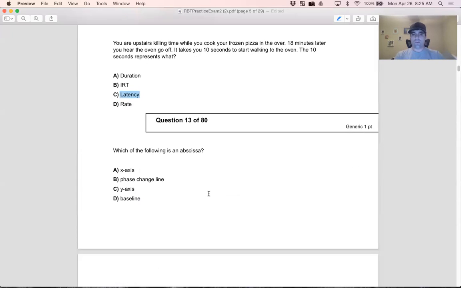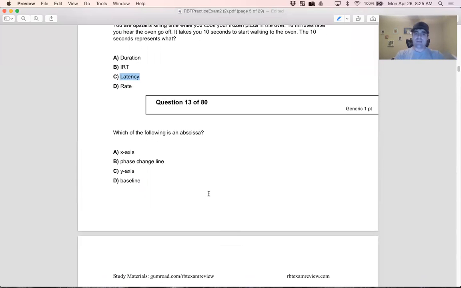All right, question 13 has to do with graphing. They've been known to ask what the names of the x coordinate and the y coordinate are. The y coordinate or the y axis is an ordinate, and the x axis is an abscissa. So this is simply just knowing this, in case they ask it. So the question is, which of the following is an abscissa? And the answer is the x-axis.